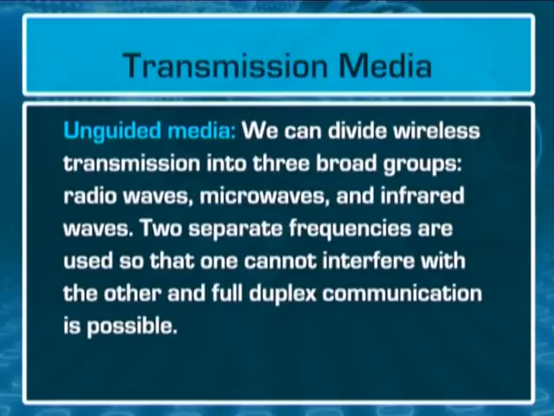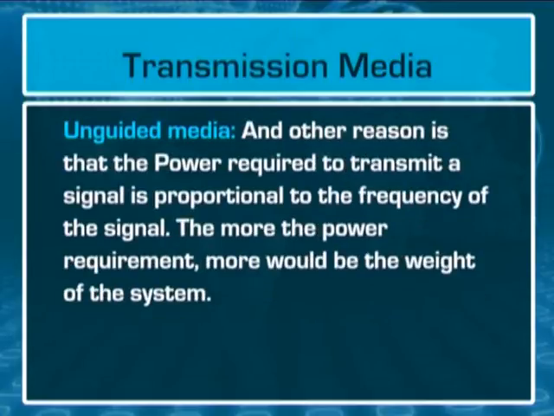We can divide wireless transmission into three broad groups: radio waves, microwaves, and infrared waves. Two separate frequencies are used so that one cannot interfere with the other, and full duplex communication is possible. Another reason is that the power required to transmit a signal is proportional to the frequency of the signal. The more the power requirement, the more would be the weight of the system.